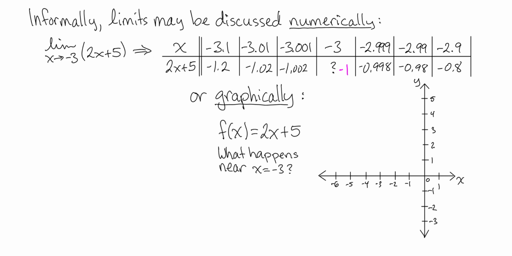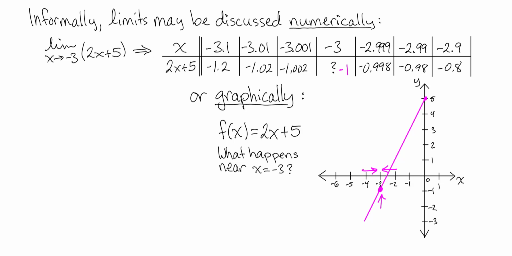We also consider limits graphically. Here we have our function f of x equals 2x plus 5. If we graph this, we would have a line with a y-intercept of 5 and a slope of 2. So when we approach -3 on the x-axis, we would be approaching -1 in the y direction.